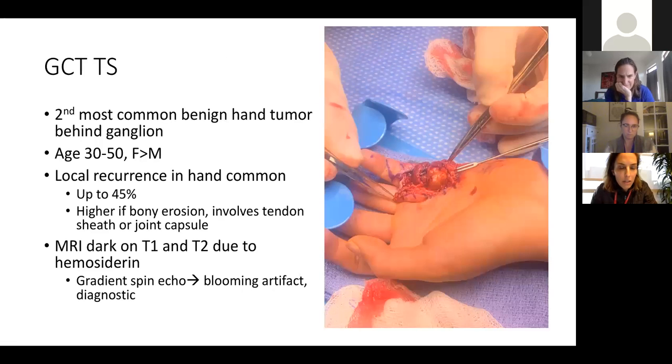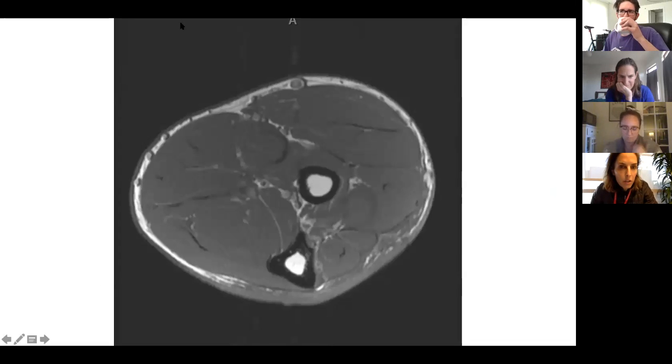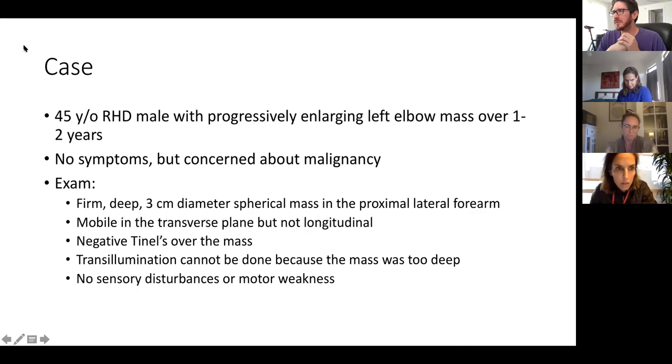This is a giant cell that we just took out. That's a giant cell of tendon sheath. There are a couple more slides. You can see them on Box, but here's one more that I wanted to go over, because this is a case of Dr.